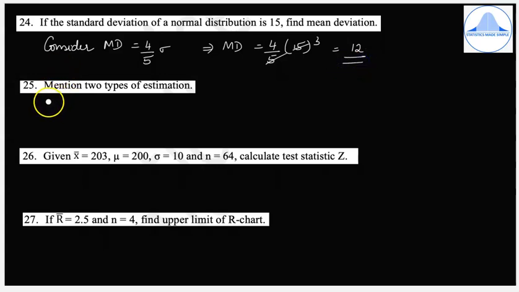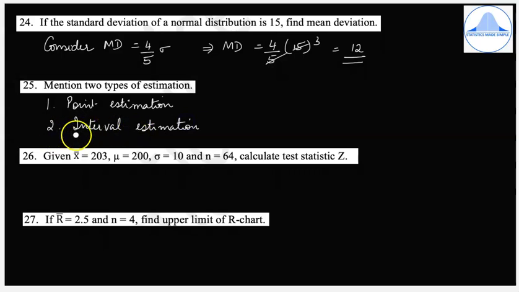25th question. Mention two types of estimation. The first one is point estimation. So if only a single value is proposed as an estimate for the unknown population parameter, it is called point estimation. And the second is interval estimation. So an interval based on sample values, if it is proposed as an estimate for the unknown population parameter, it is known as interval estimation.